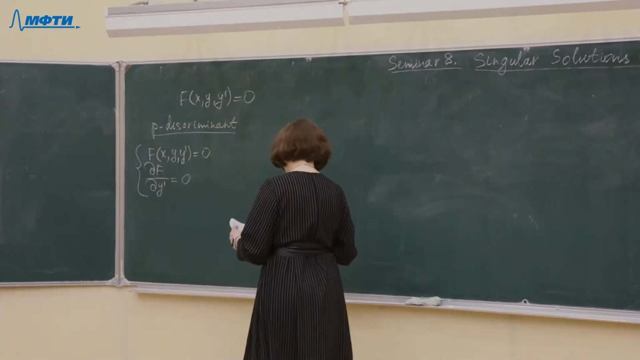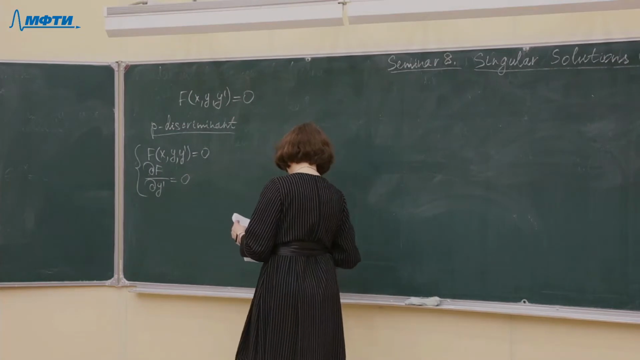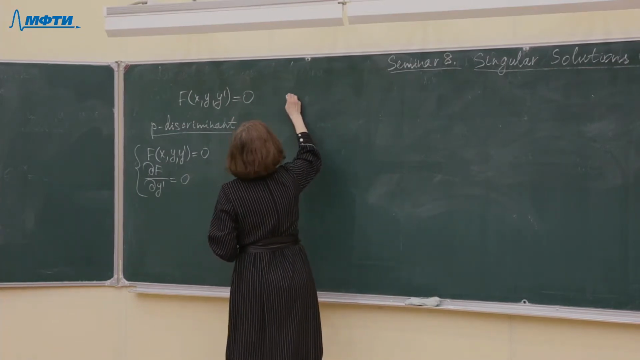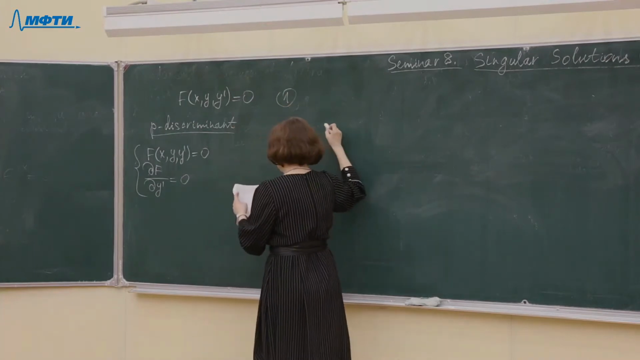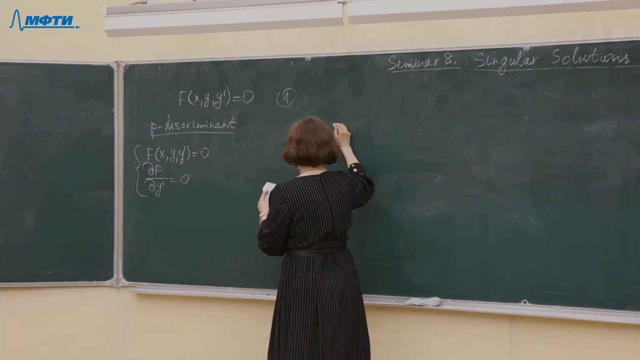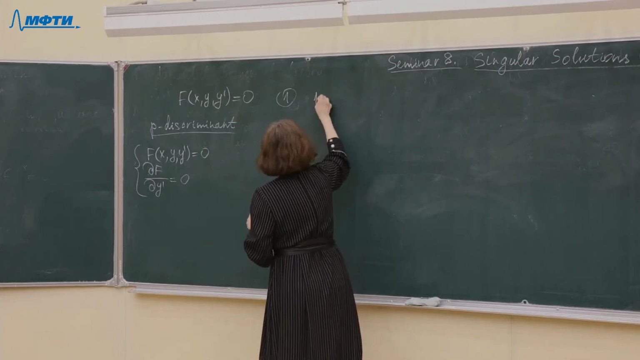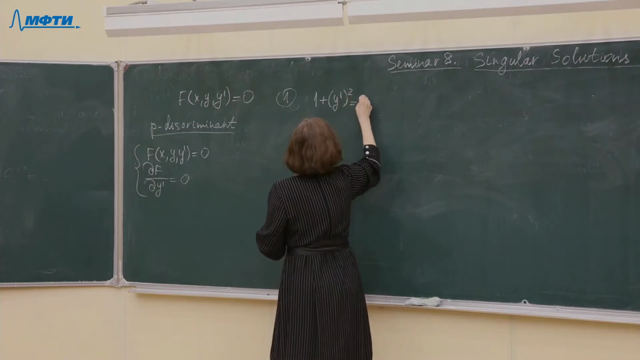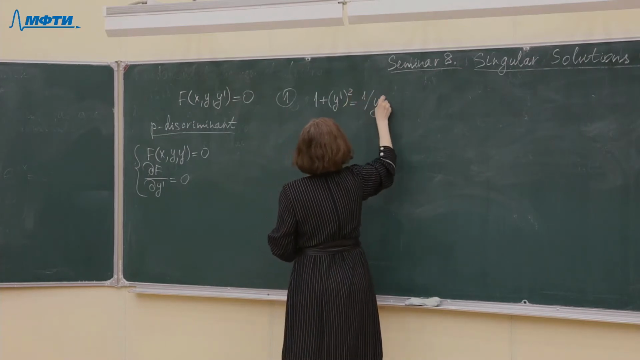Let's consider some examples. So the first example will be the following. Find the singular solutions of the equation 1 plus y prime squared equals 1 over y squared.